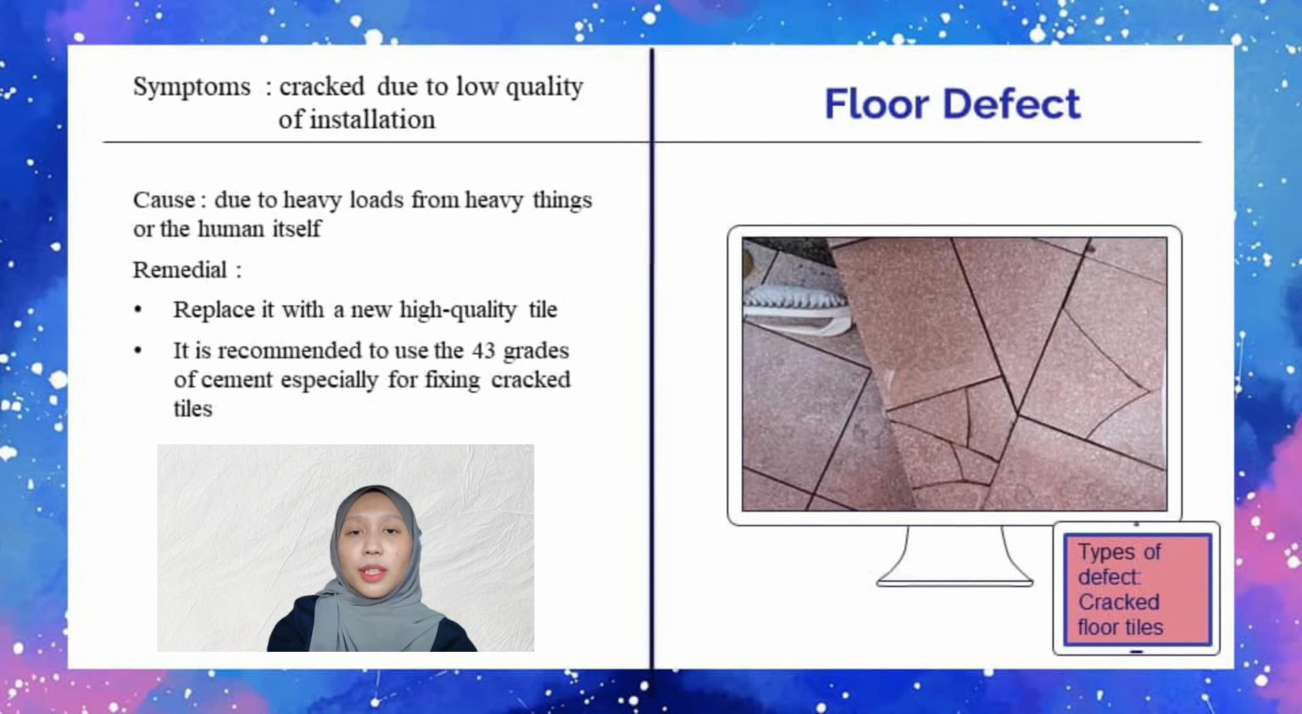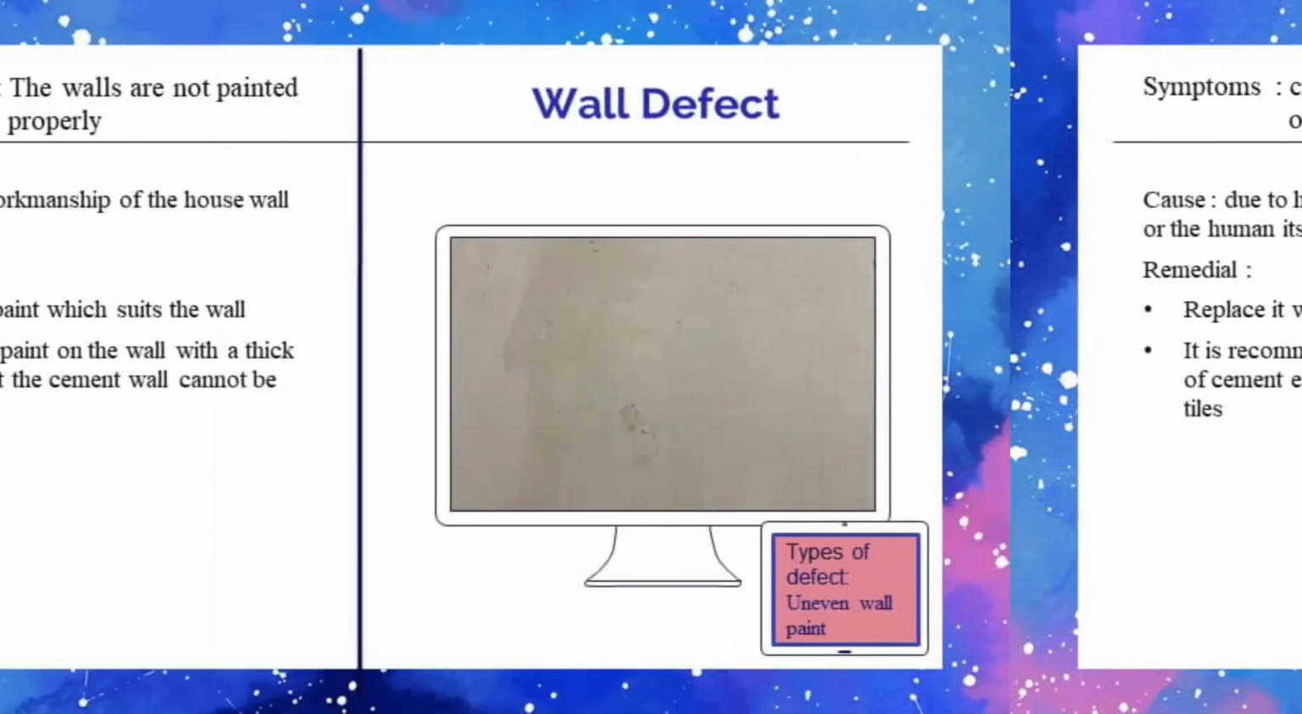Dropping a heavy object on it can cause an impact that cannot be fixed in a short time. Remedial action can be undertaken to fix the cracked tiles by replacing them with new high quality tiles. First, break the damaged tiles and place the new tiles on top of level cement. For a better result, it is recommended to use 43 grade cement, especially for fixing the cracked tiles.